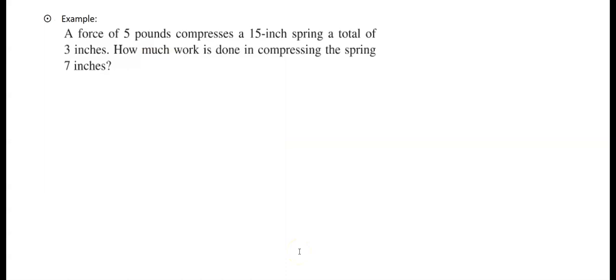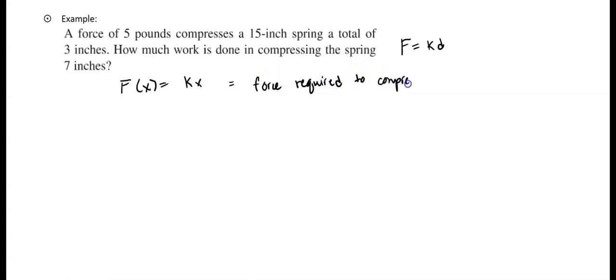It says a force of 5 pounds compresses a 15-inch spring a total of 3 inches. How much work is done in compressing the spring 7 inches? So the first thing we recognize is this is a spring, so we're going to be using that first law, F equals K times D. That was Hooke's law. And we're going to consider this to be F of X equals K times X, which is going to be equal to the amount of force required to compress the spring X inches.